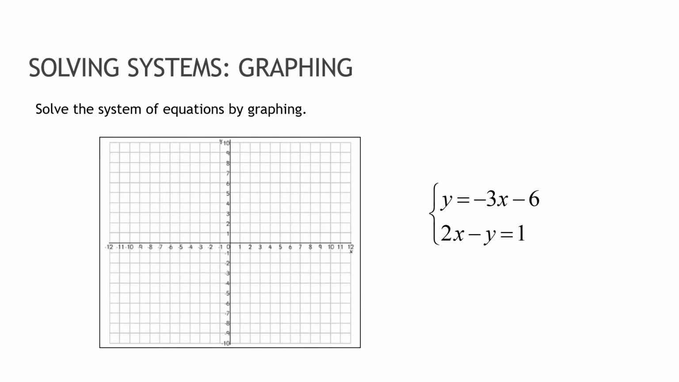So I'm going to graph both of these, and these are both in linear form. The first is in slope-intercept form, the second is in standard form. So to graph the first one, I am going to start at -6 on the y-axis. My slope is -3/1. That means go down 3 to the right one, or up 3 to the left one.